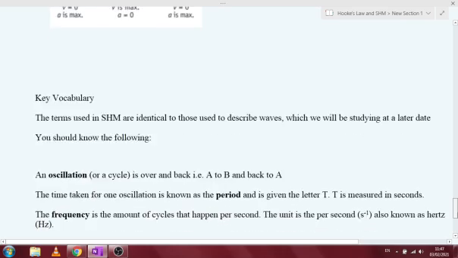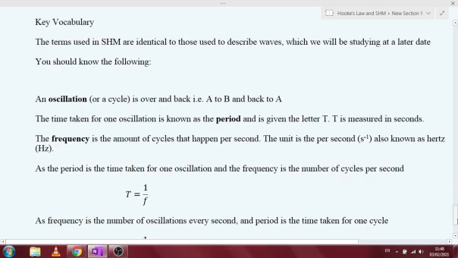So we've got to look at some more of these key terms and the key vocabulary we use when we're talking about SHM. The terms used here are identical to those used to describe waves. We'll be looking at these again when we study waves in more detail at a later date, but for now we need to learn them for our use in the SHM course. So an oscillation or a cycle is over and back. So it's A over to B and back to A. It's your full swing over and then back. That's an oscillation, also called a cycle, and we can use those terms interchangeably.